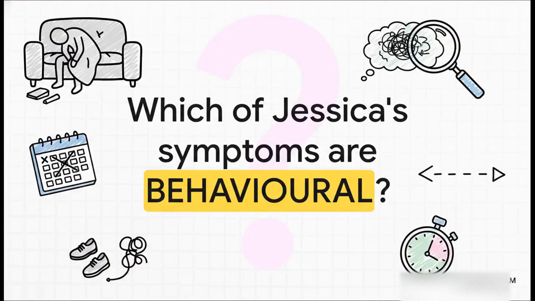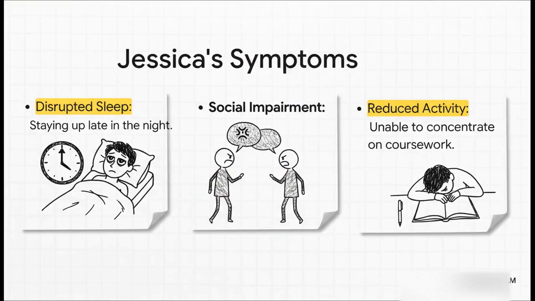So I want you to actually think about this for a second. Looking back at what her parents said, what are the behavioral symptoms? What are the things she's doing that fit into that first category? Did you get them? First, her sleep is disrupted. She's staying up late at night. Then there are the arguments with her parents. That points directly to social impairment and irritability. And finally, being unable to concentrate on her coursework, that's a classic example of reduced activity levels. She just can't stick with the task.